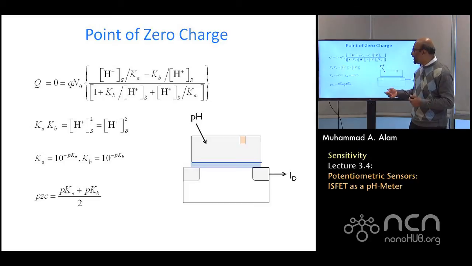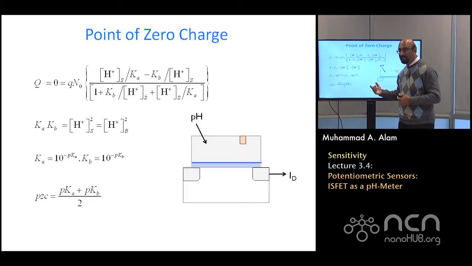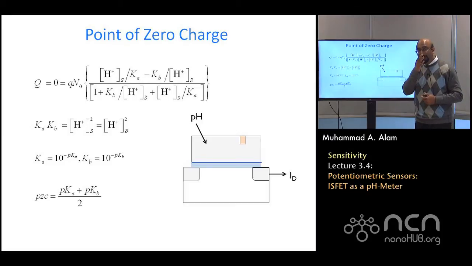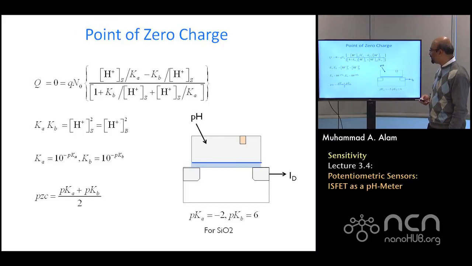So in the previous case, for example, we had 6 and -2. So the point of zero charge would be 2. In that case, it will turn out that at that point, the charges will disappear. It's a defective surface, but at that pH, the positive and negative balance each other. No further charges on the sensor surface effectively.